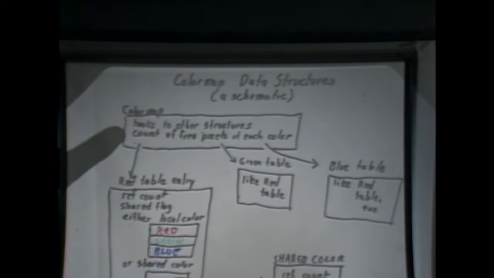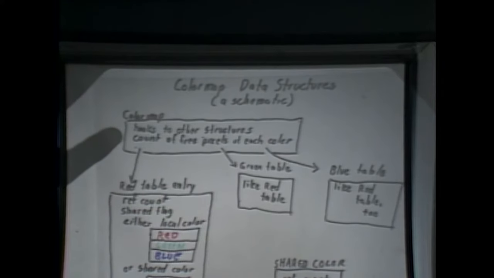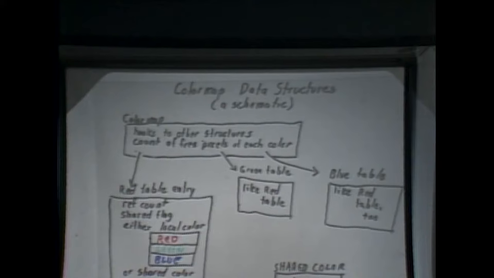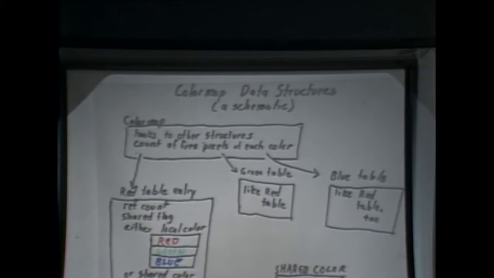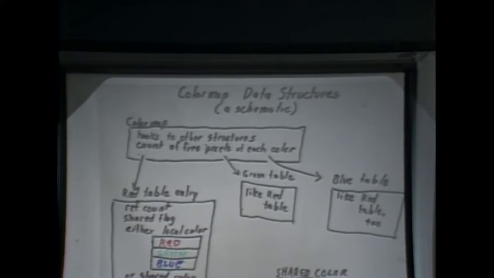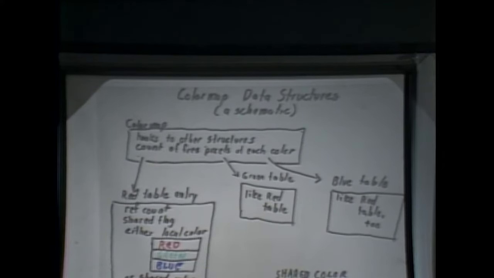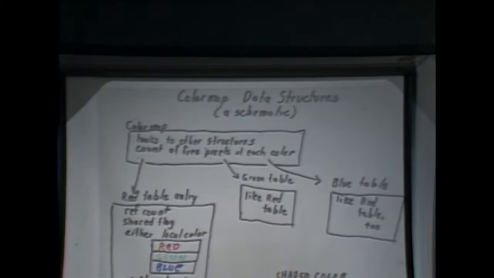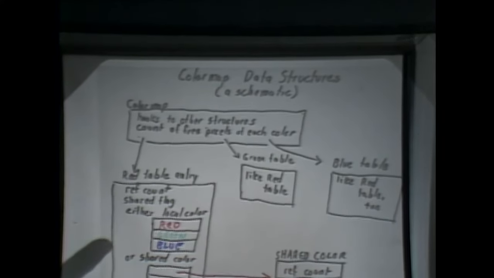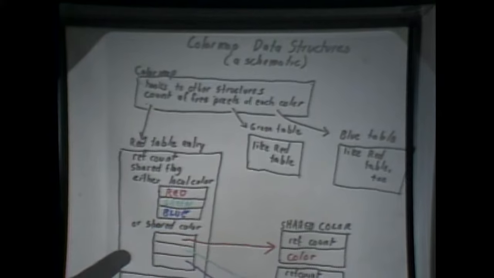It has free pixels for each color, and I keep track of that just so that I might be able to easily reject a request. And then we have color cell tables. I've done the red one in detail, and the green and blue are like it. A red entry has a reference count, a shared flag, and either a local color or a shared color.